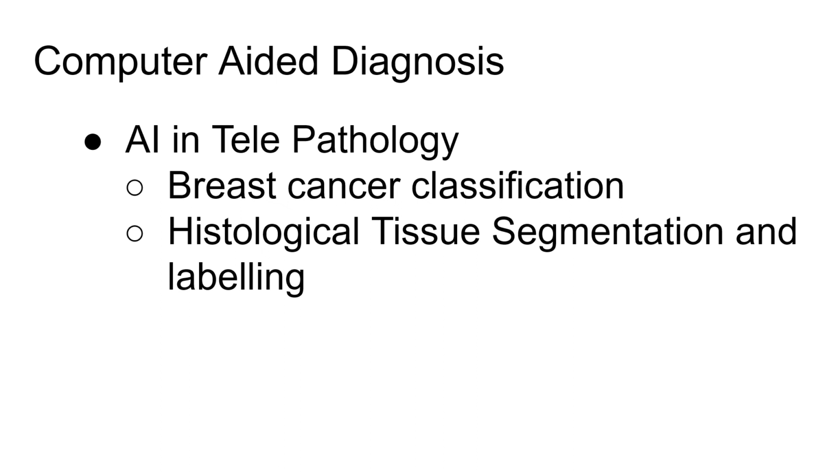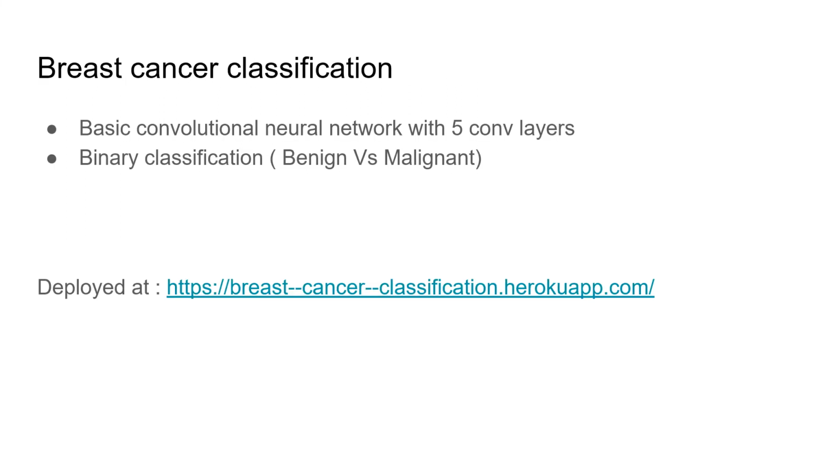The one thing is breast cancer classification, especially for women patients. This is particularly important in the Indian scenario because most women face this breast cancer issue. About 40% in their lifetime face some sort of breast cancer issues. So we would like to add this computer diagnosis to our project. Another thing is histological tissue segmentation and labeling. This is particularly useful for pathologists. When they have a whole slide image of tissue, they can use it to get labeling pixel by pixel.